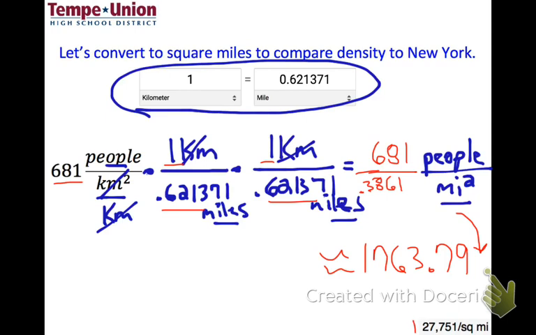So compare that with New York. Isn't that just crazy how much less dense it is in that city? Look at how many times greater that is. So if you want to figure out exactly how many times greater, you could just take this number and put it over this number, and it would be that ratio again to tell you how many times greater it is. Cool, but definitely way, way less dense than New York.